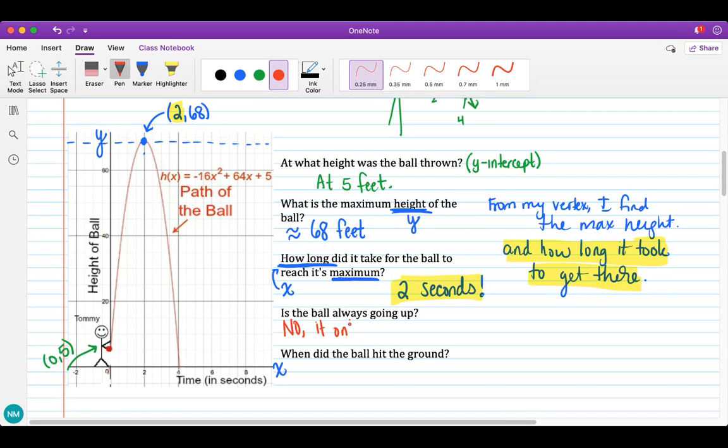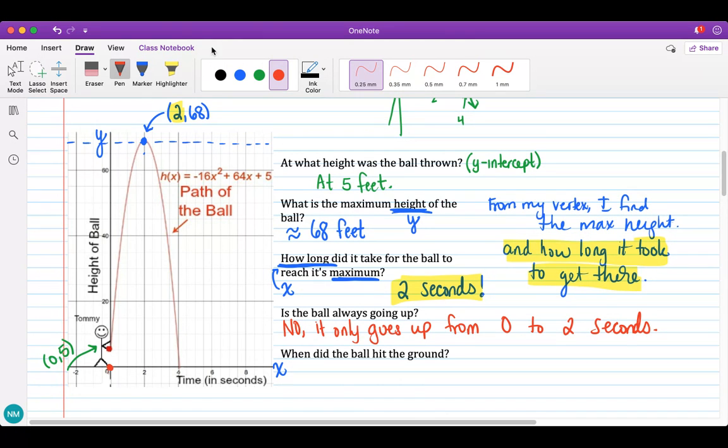It only goes up from what second to what second? From 0 seconds to 2 seconds, right? It reaches its maximum here and then it starts dropping. So for this section of the graph only, is it increasing? So it only goes up from 0 to 2 seconds.